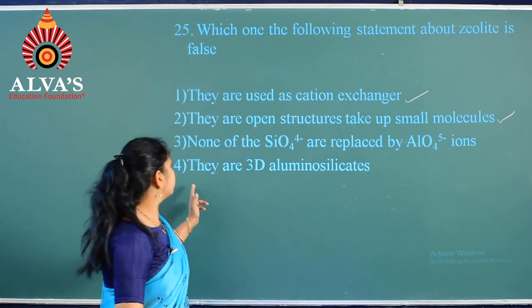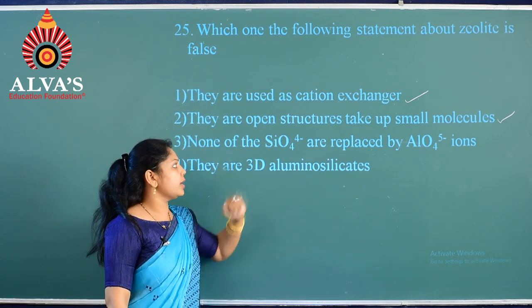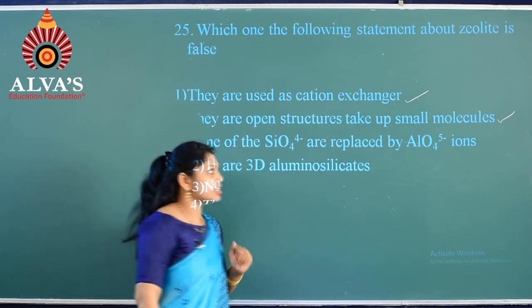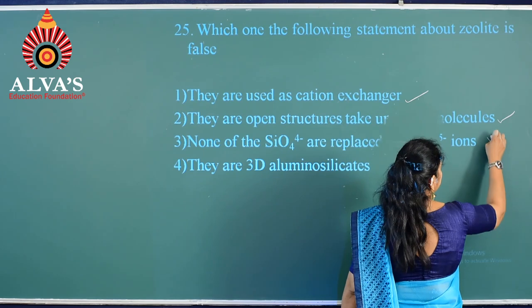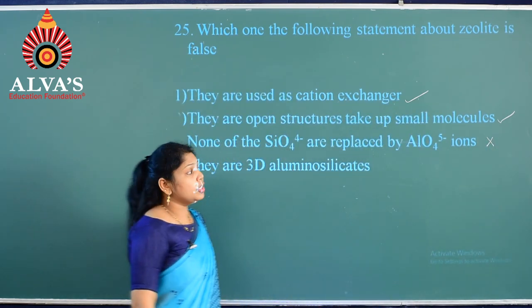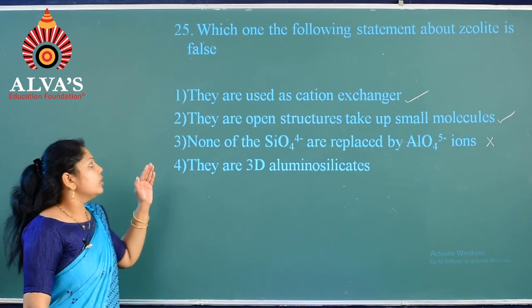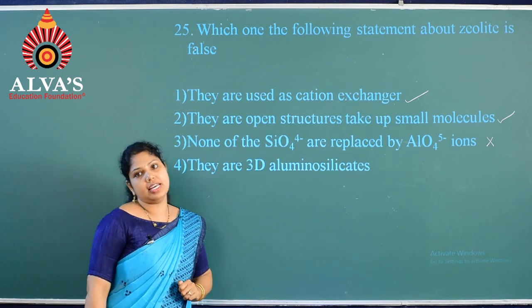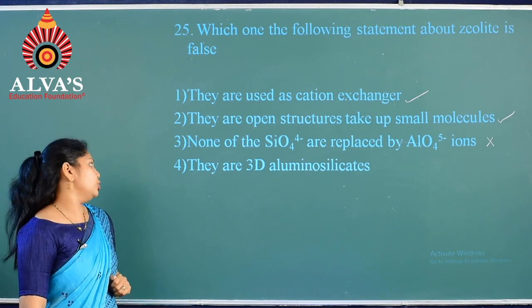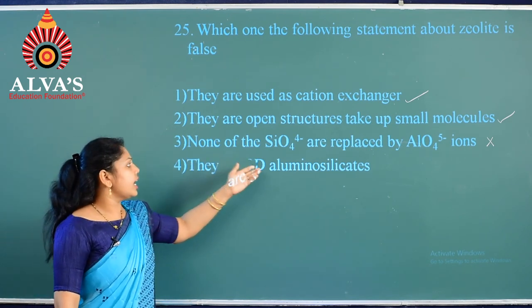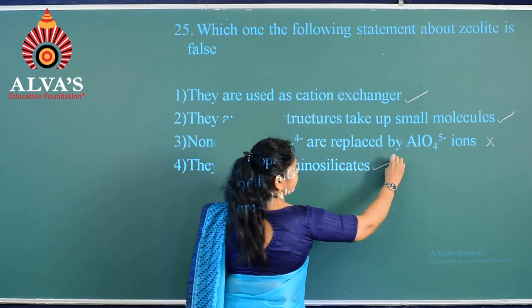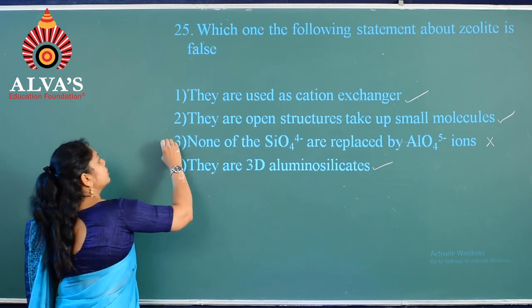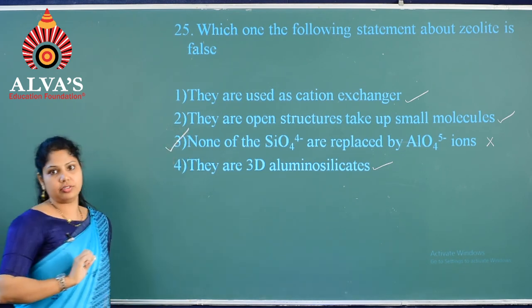If you go for the third option, none of the SiO4 4 minus units are replaced by AlO4 5 minus units. This is wrong because we have already discussed that zeolites are nothing but aluminosilicates. So, SiO4 4 minus units are replaced by AlO4 5 minus units. Fourth option, they are 3D aluminosilicates. So, this option is correct. So, the wrong statement in the given question is option number 3.